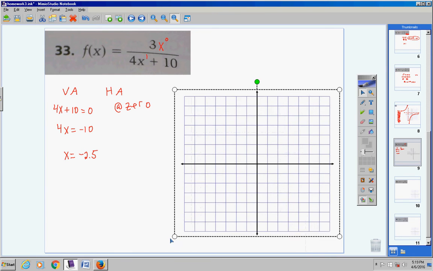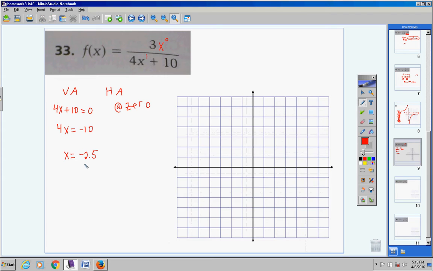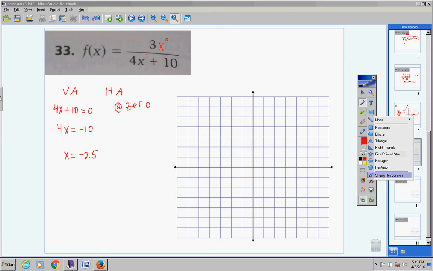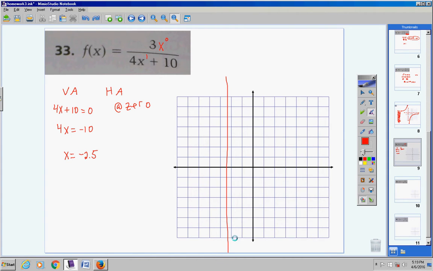Vertical asymptote at negative 2.5. So negative 1, 2, negative 2.5 right there. I think it'd be a lot easier, instead of using dotted lines, I'm going to use solid lines for my asymptotes, but I'm going to use different colors. So from here on out, my asymptotes will be in red. Now you'll have to do dotted, that's fine, but I'm going to use solid different colors, okay?